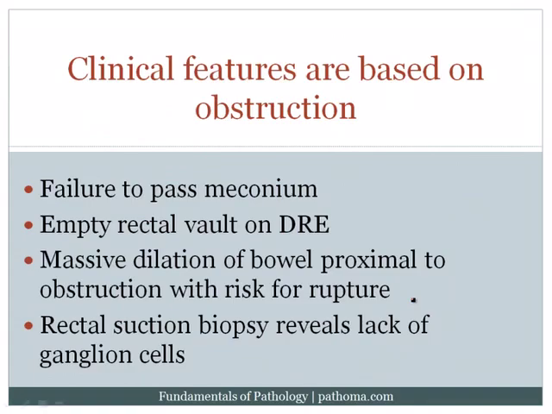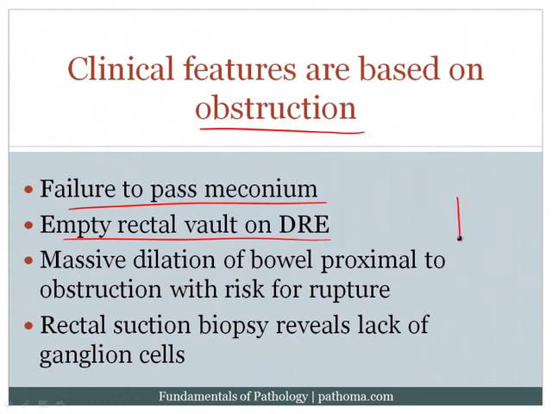And so the clinical features of this disorder are all going to be based on that central theme, which is that there's going to be obstruction. So the babies would fail to pass meconium, there'd be an empty vault on digital rectal exam, there'd be dilation of the bowel proximal to the area of obstruction. So imagine if this is the rectum here and you can't relax it properly and you don't have good peristalsis, then behind it you're going to get massive dilatation of the bowel that again is proximal to that area. And there's a risk here, of course, as you get dilation and further dilation, there's a risk of rupture.